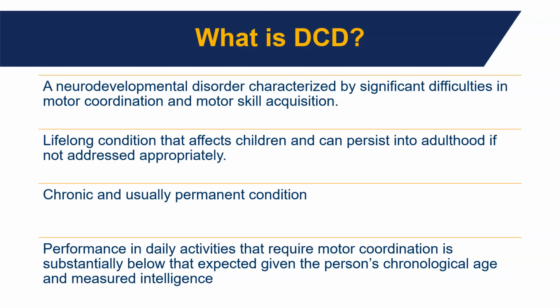So the definition of DCD is it's a neurodevelopmental disorder characterized by significant difficulties in motor coordination and skill acquisition. It is a lifelong condition that affects children and can persist into adulthood if it is not addressed. It's a chronic and usually permanent condition. And performance in daily activities that require motor coordination is usually substantially below what is expected of the person's chronological age.